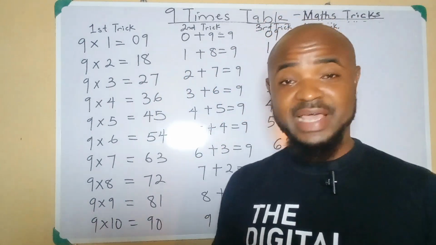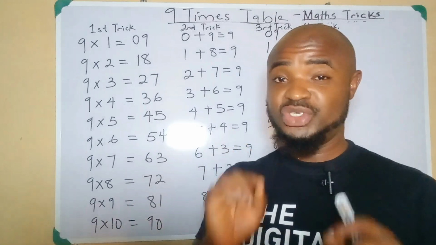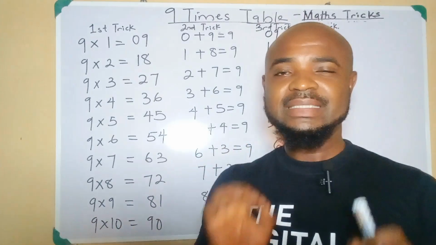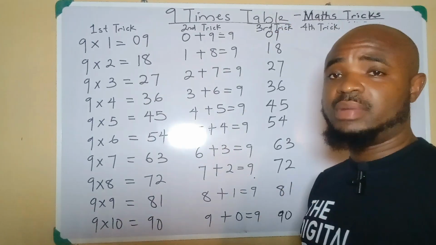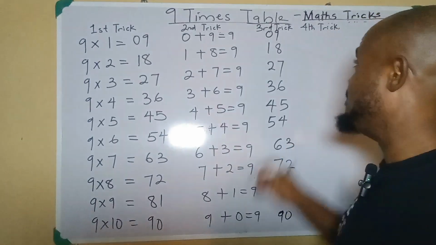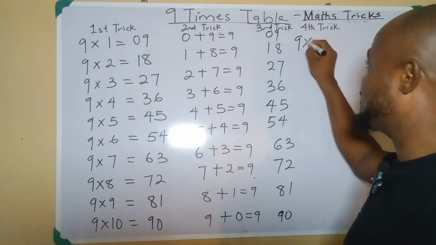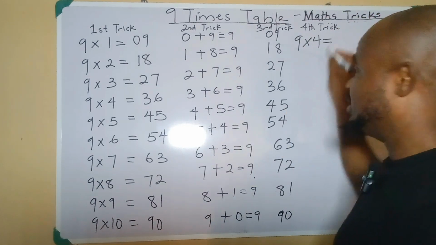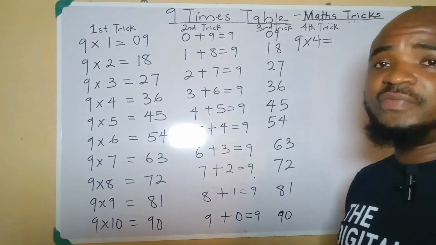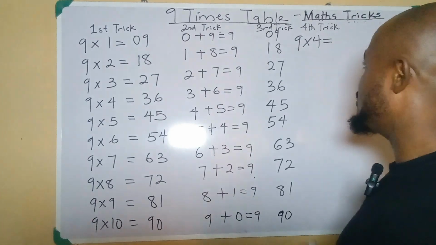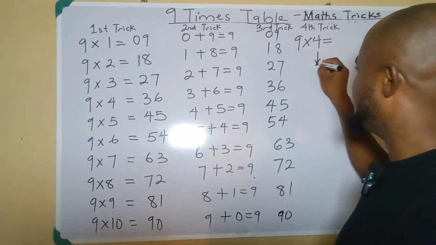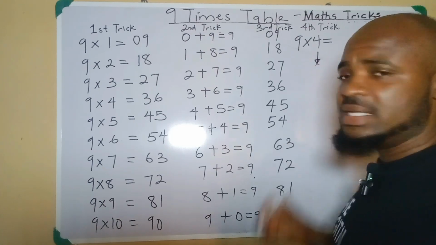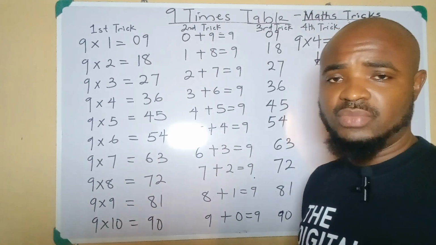Please just pay attention to the final trick I'm going to be sharing with us on the 9 times table. I'm going to pick a number to be multiplied by 9. So let me pick 9 times 4. So I want to get a product of 9 and 4. Alright, so what am I going to do? Now take a look at the multiplier here. 4 is the multiplier here, right?